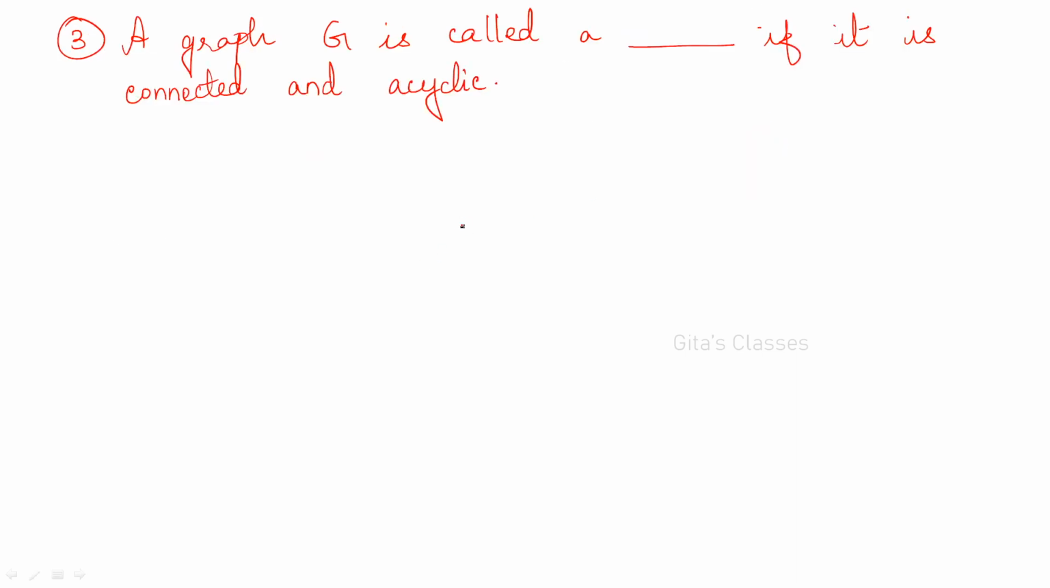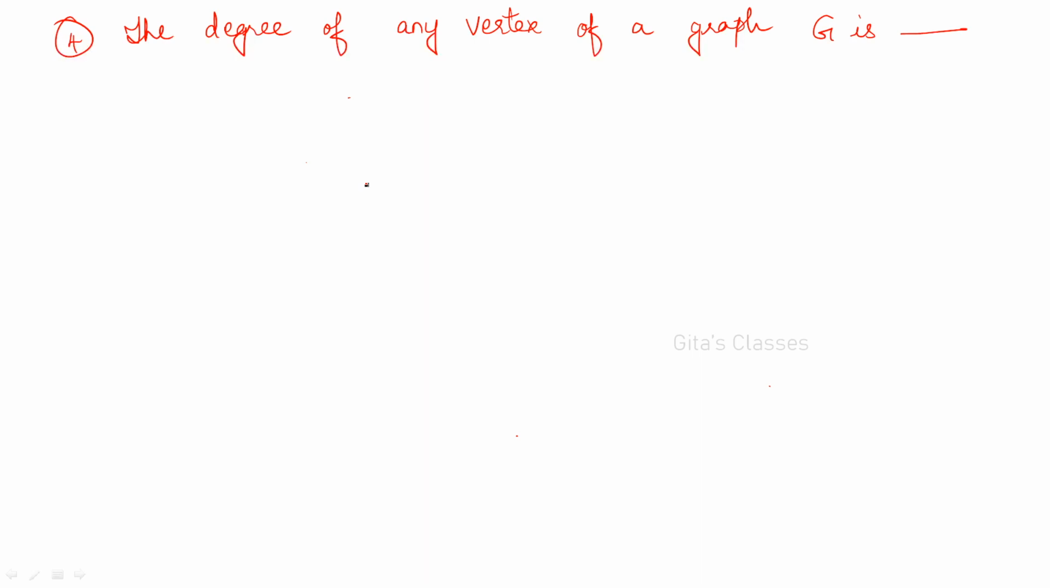A graph G is called a dash if it is a connected and acyclic graph. This is the definition of a tree. A tree is a connected acyclic graph. It will not contain any cycle.